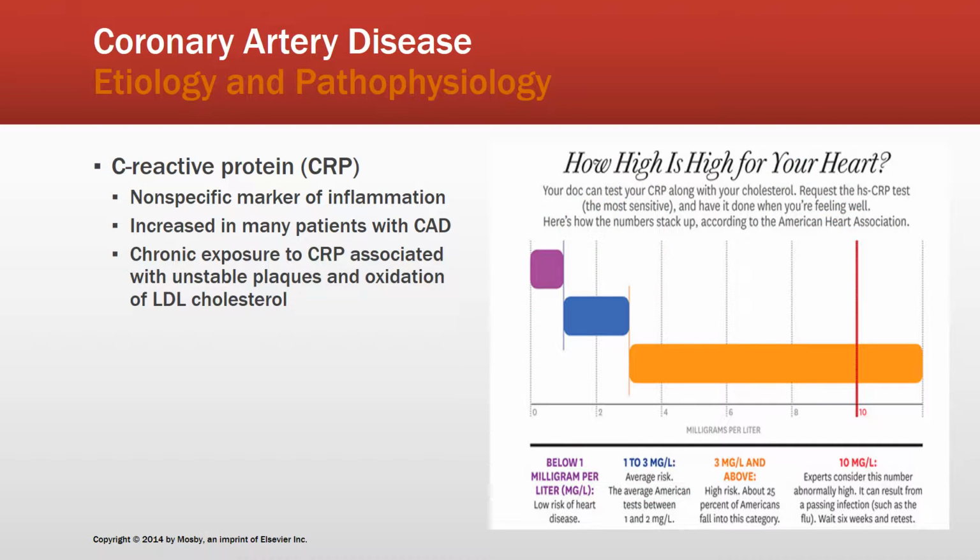Okay, with C-reactive protein, this is a protein that is produced in the liver, and it is a non-specific marker of inflammation. The level of CRP rises when people have systemic inflammation. These elevations are usually associated with unstable plaques and any kind of oxidation of the LDL. And unfortunately, this continues to contribute to atherosclerosis.